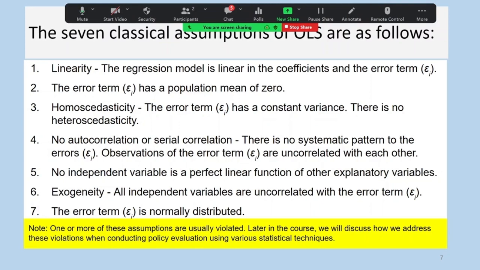So again, these are the classical assumptions of OLS. It's the ideal. It's not usually the case that all of them hold. But statisticians kind of build their academic reputations on statistical tests to address the violations of these assumptions.